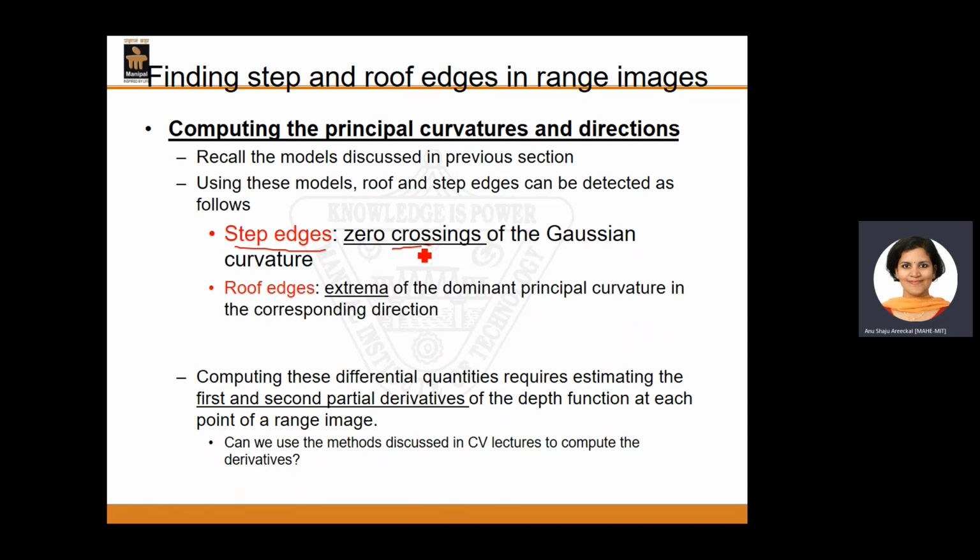And for roof edges, for the dominant principal curvature which is present, I need to find the extrema and that gives me the roof edge. So this is how you compute the step edge and roof edge from the range image, and for that you need to find the curvatures, right?